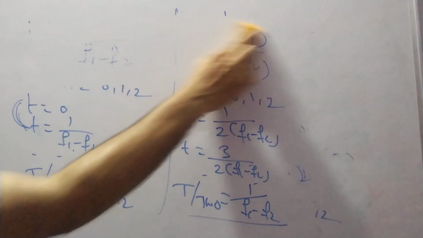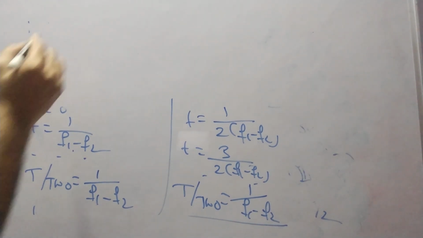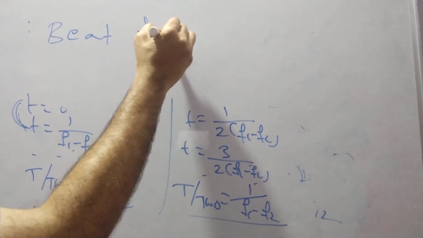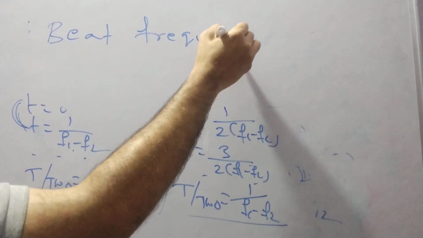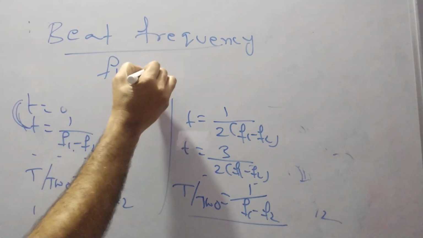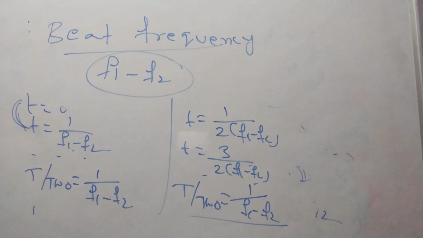So what is the frequency now? Frequency is the reciprocal of time, right? So beat frequency is given by the reciprocal of this, which is f1 minus f2. So this is the formula for beat frequency. Time interval is 1 by (f1 minus f2). Okay, so this is regarding beats.